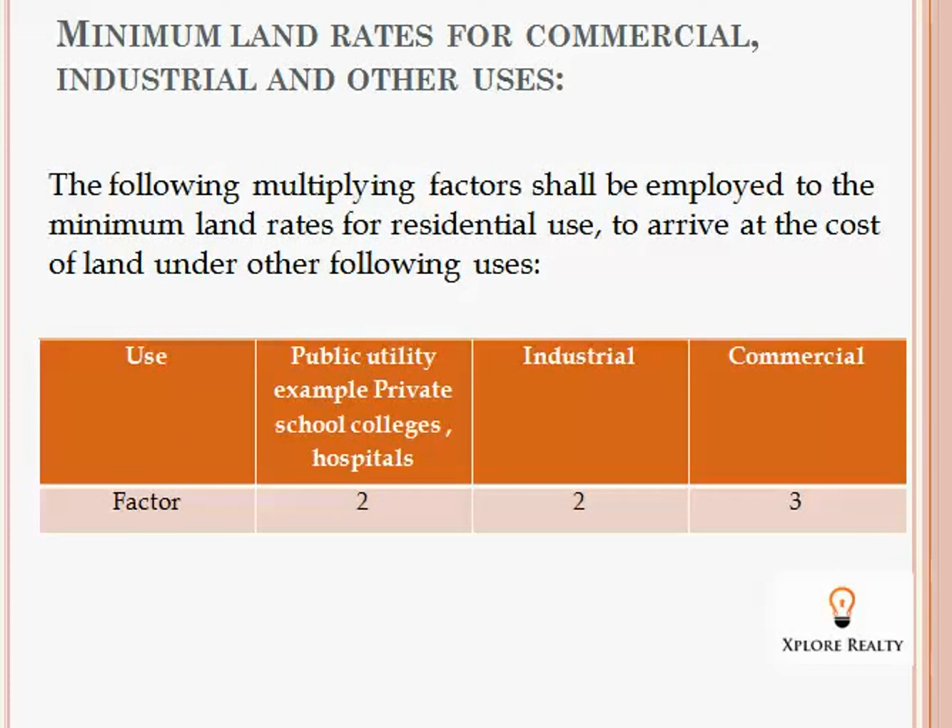And in case there is any educational institute in A category, then you have to multiply 7,74,000 rupees by 2. So then the circle rate for an educational property, a private education property in A category becomes 15,48,000 rupees.